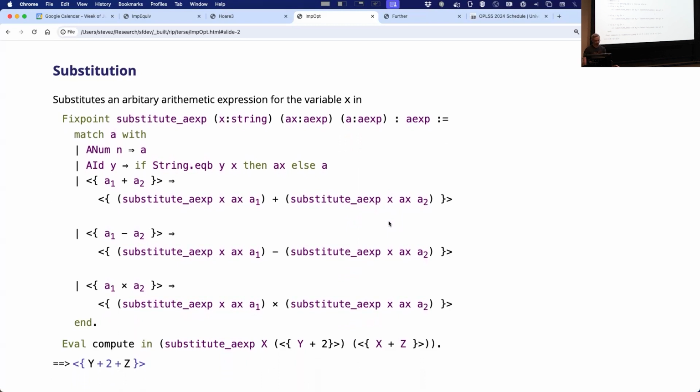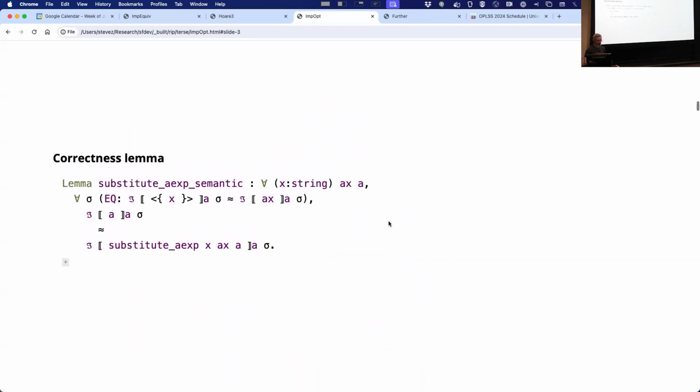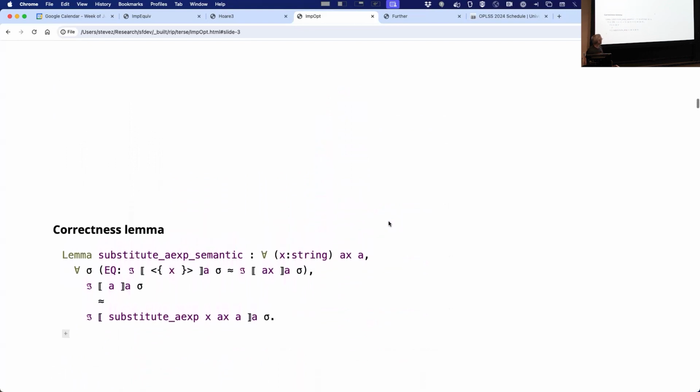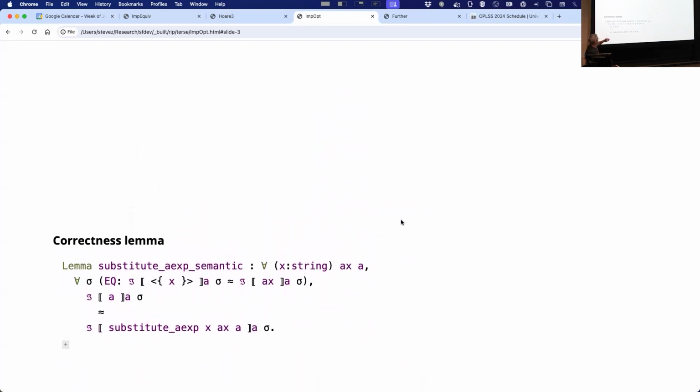Okay, so this is a piece of what you might implement as a compiler or some kind of optimizer for imp programs. And we can specify a correctness lemma that says something along the lines of, for any initial state sigma, if the meaning of the variable x in the state sigma is equivalent to the meaning of the thing we're substituting for x, ax, well then the original expression is going to have the same meaning as the substituted version. So this is just the correctness of the substitution operator, assuming that we are substituting something equivalent to x in the original memory.